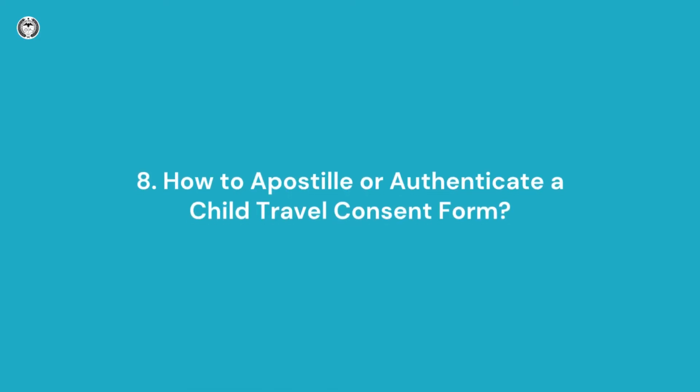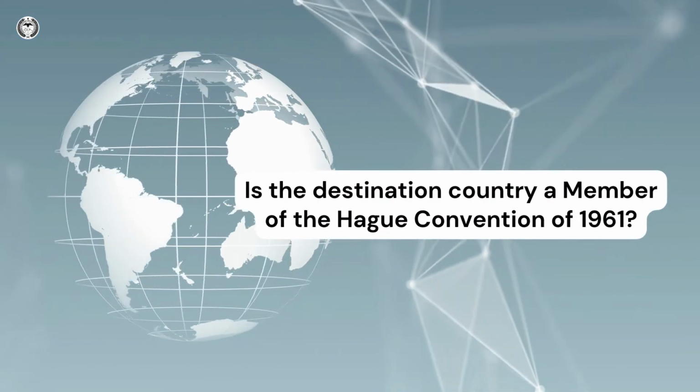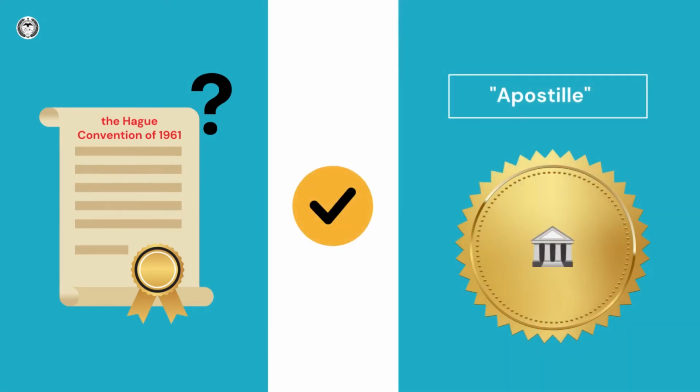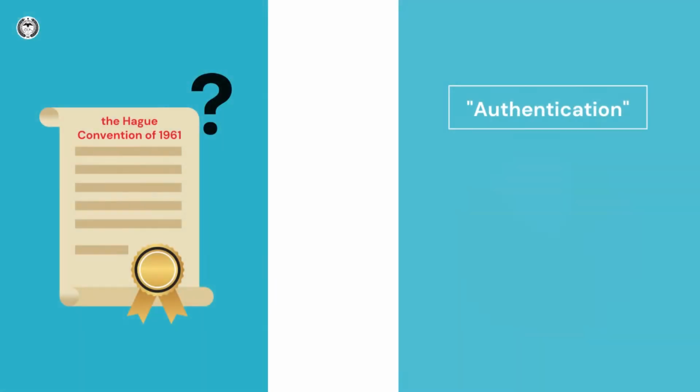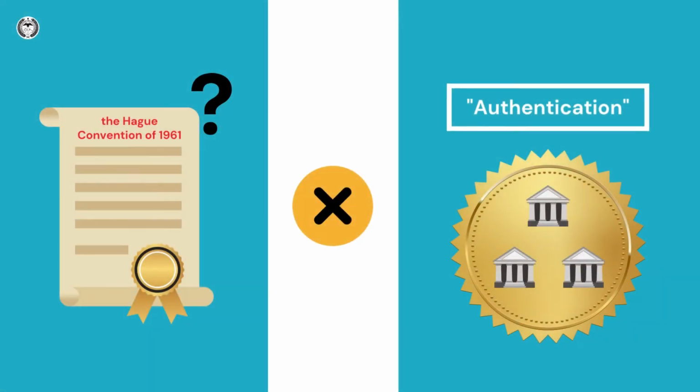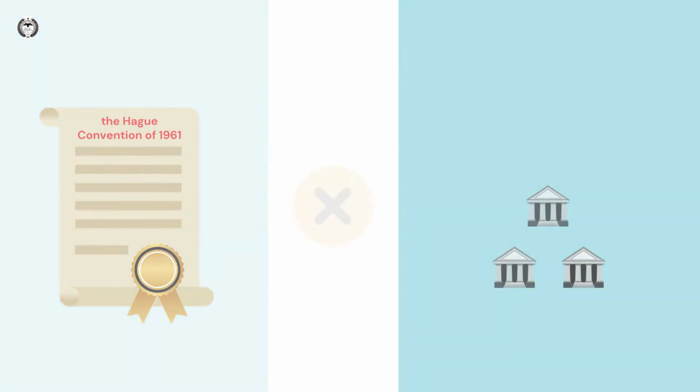How to apostille or authenticate a child travel consent form. The destination country of your document will decide which certificate you should obtain. Apostille certificates are for documents to be used in countries that participated in the 1961 Hague Convention Treaty. Once complete, no more steps are needed. Authentication certificates are for documents to be used in countries that do not participate in the 1961 Hague Convention Treaty. The documents undergo an additional step for obtaining authentication certificates from the U.S. Department of State and that country's embassy in D.C.